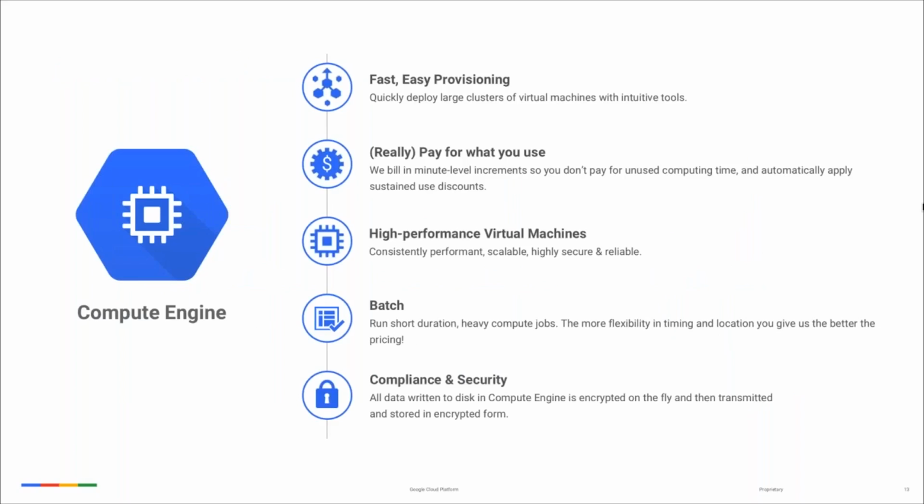When it comes to the Google Compute Engine specifically, they have fast, easy provisioning. You really pay for what you use. They say that you're billed in minute-level increments, so you don't pay for unused computing time. There are also high-performance virtual machines, so there are different types of virtual machines available to you. You can do batch computing for heavy compute jobs, and everything in the Google Compute Engine is encrypted on the fly and then transmitted and stored.